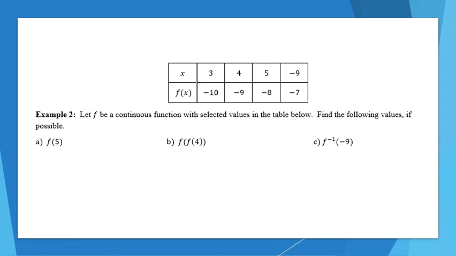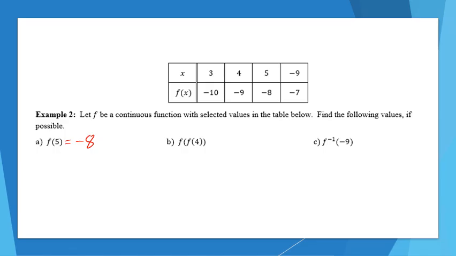And so example number 2, let f of x be a continuous function with selected values in the table below. Find the values if possible. So some of these may not be possible. So let's start with A. Here, f of 5, this is not doing anything with inverses. This is just reading a table. f of x when x equals 5 is -8.